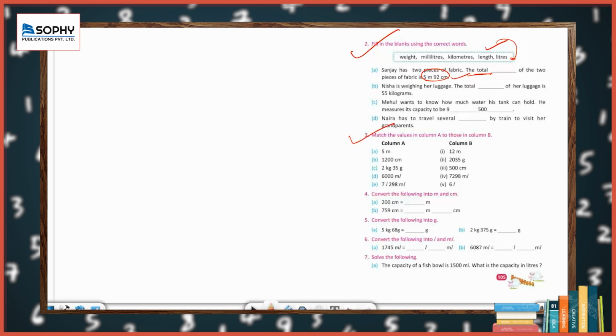Next one is we have to match the values in column A to those in column B. 500 meter is equal to, very good, students, 500 centimeter. Now in the next one, we have to convert meter into centimeter. That is, very good, students, 200 centimeters equal to 2 meter. Next is we have to convert the following into gram. That is equal to 5 into 1000 plus 68, that is 5068 gram. Next is we have to convert it into liter and milliliter. That is 1 liter 745 milliliter.